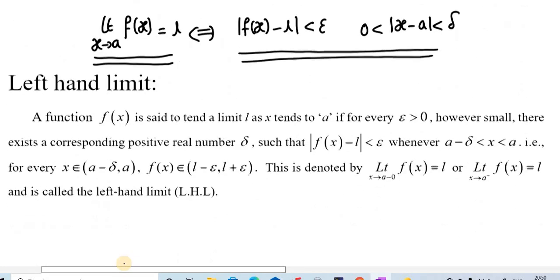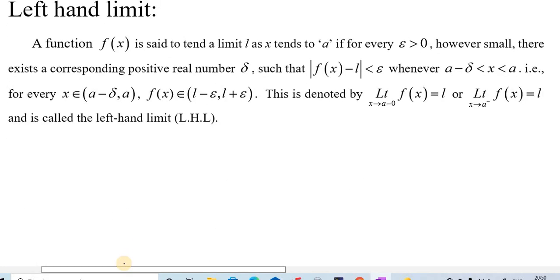Now we move to left hand limit. This definition is the same, but the condition is a minus delta less than x less than a. This is the only difference.